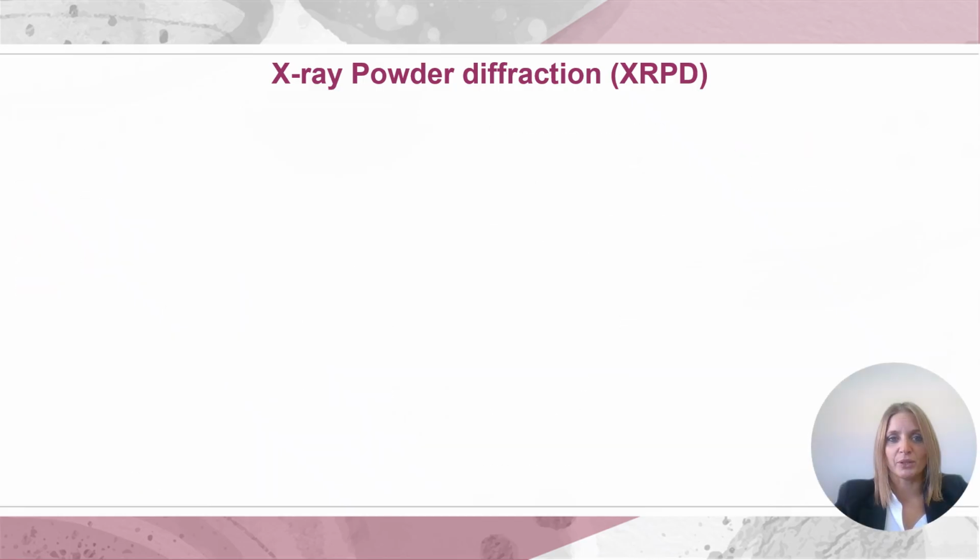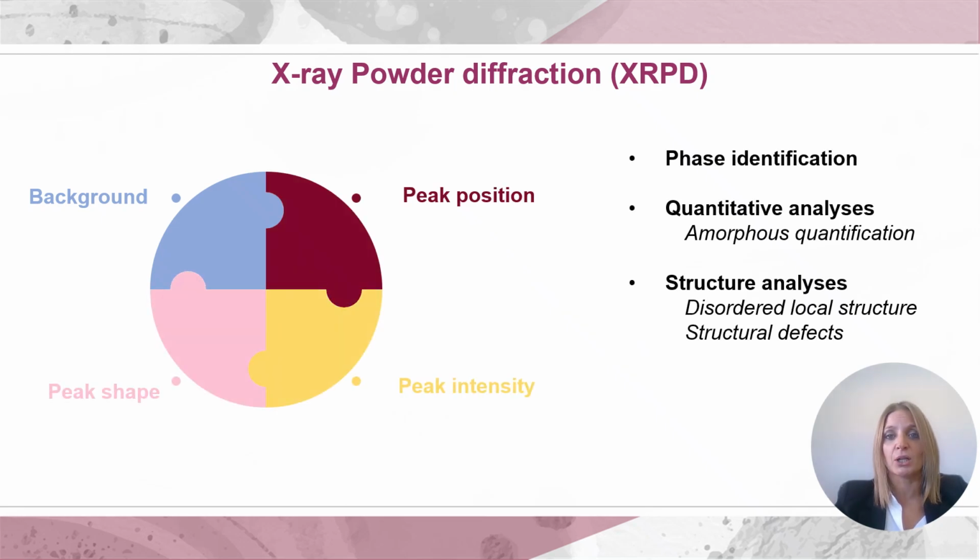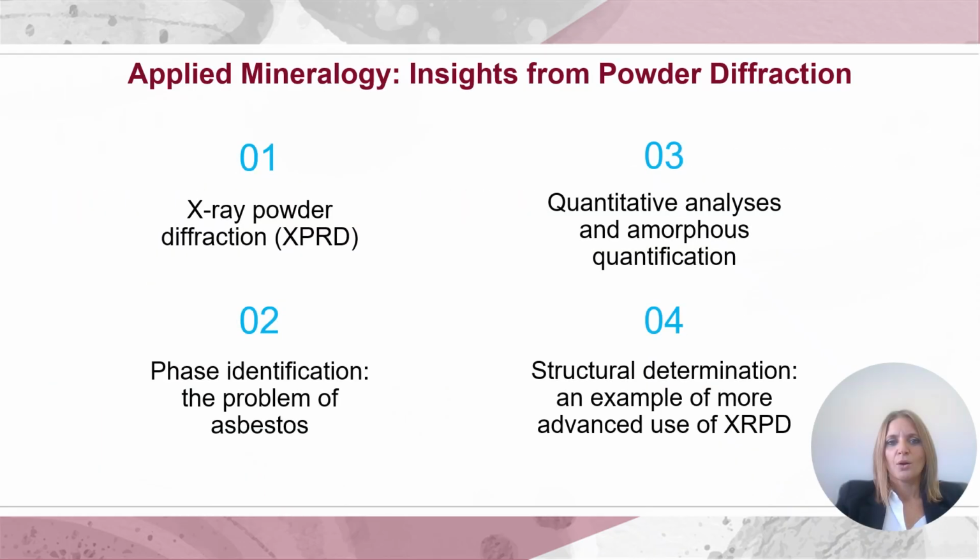So X-ray powder diffraction enables phase identification, quantitative analysis including amorphous estimation, structure analysis from unit cells to atomic positions, characterization of local disorder, and detection of structural defects via line profile methods. This toolbox spans geology, materials, environmental work, industry, and so on. For all these potential uses of X-ray powder diffraction that we have just introduced, we'll now look at some specific applications.